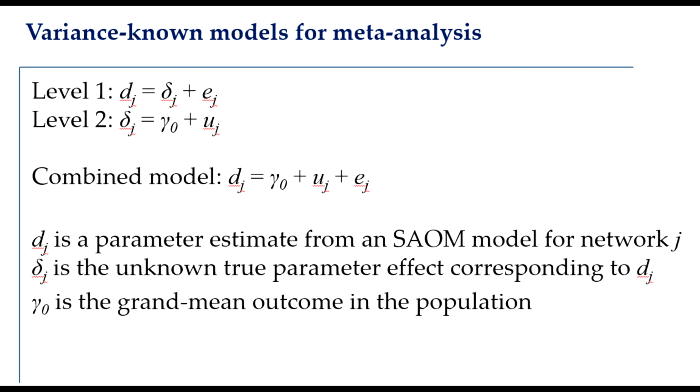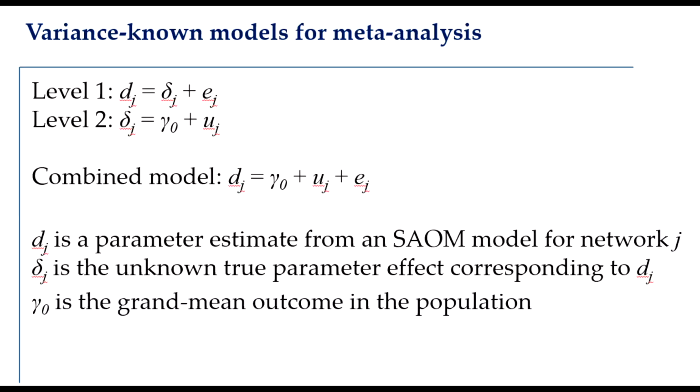If we're talking about applying this model as a way to aggregate SIENA estimates from multiple networks, then those estimates are going to be our outcome. I often find it easiest to estimate a separate variance known model for each parameter. In that case, the set of network estimates for that parameter become the outcome D, with J referring to the network from which they came.